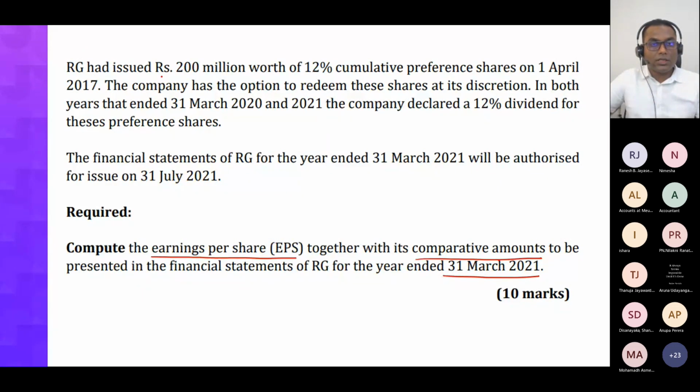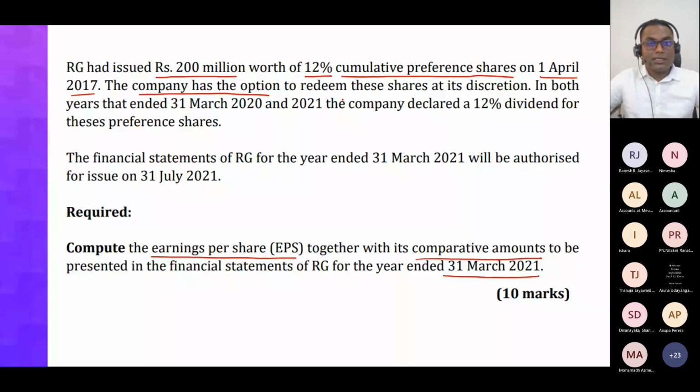RG had issued 200 million worth of 12% cumulative preference shares on 1st April 2017. Sometime back, the company issued 200 million worth of cumulative preference shares. The issuer has the option to redeem these shares at its discretion. If the company wants, it can redeem. If the company wants, it can keep the shares. It is the option of the company to decide the redemption of these shares.